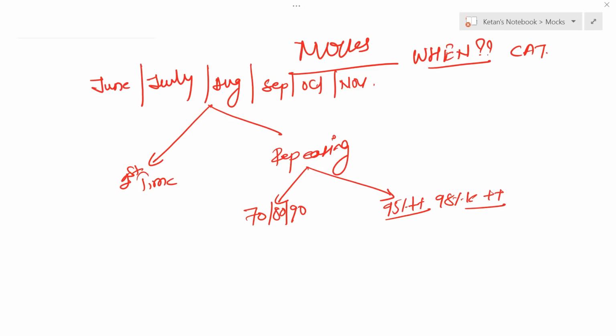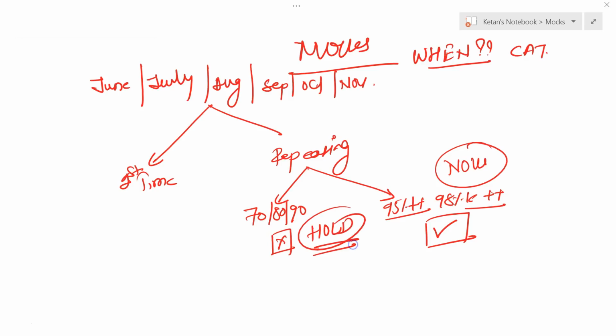Now, if you're somebody who has scored around 95 to 98 percentile plus, my take is start right from now solving mocks. You can definitely go ahead and start solving mocks, because this is something you can do aram se. But if you're somebody who was in the range of 70, 80 or 90 percentile, then you've got to hold on a bit, because there is something that you need to get in place first of all, and then you can go ahead and start giving mocks.